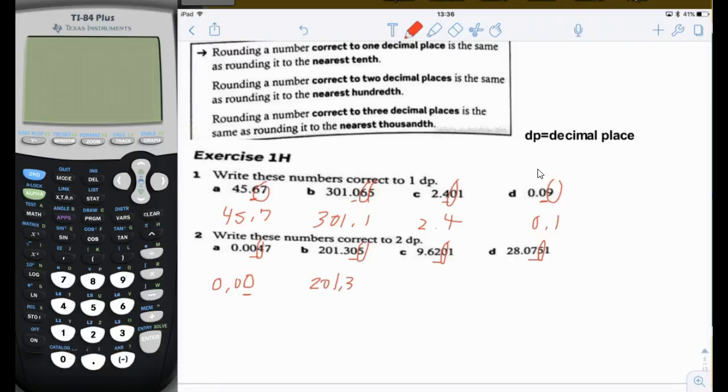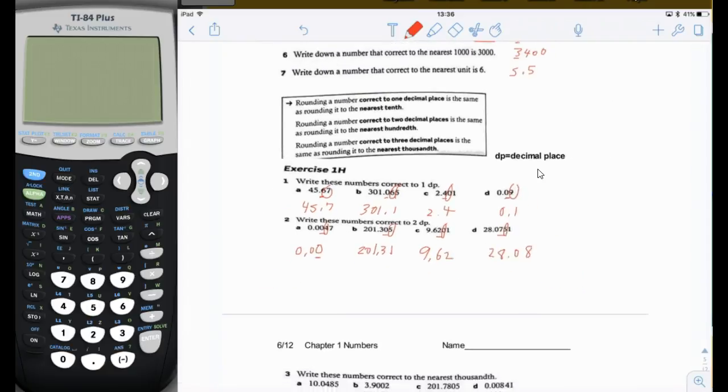201.3, and we want to go to 1 because the 5 rounds the 0 up to a 1, right? 9.62, and we're going to keep the 2 as is because the 0 is not enough to make it round up. 28.08, because the 5 is enough to make the 7 turn into an 8, right? And so that's it for page 5.